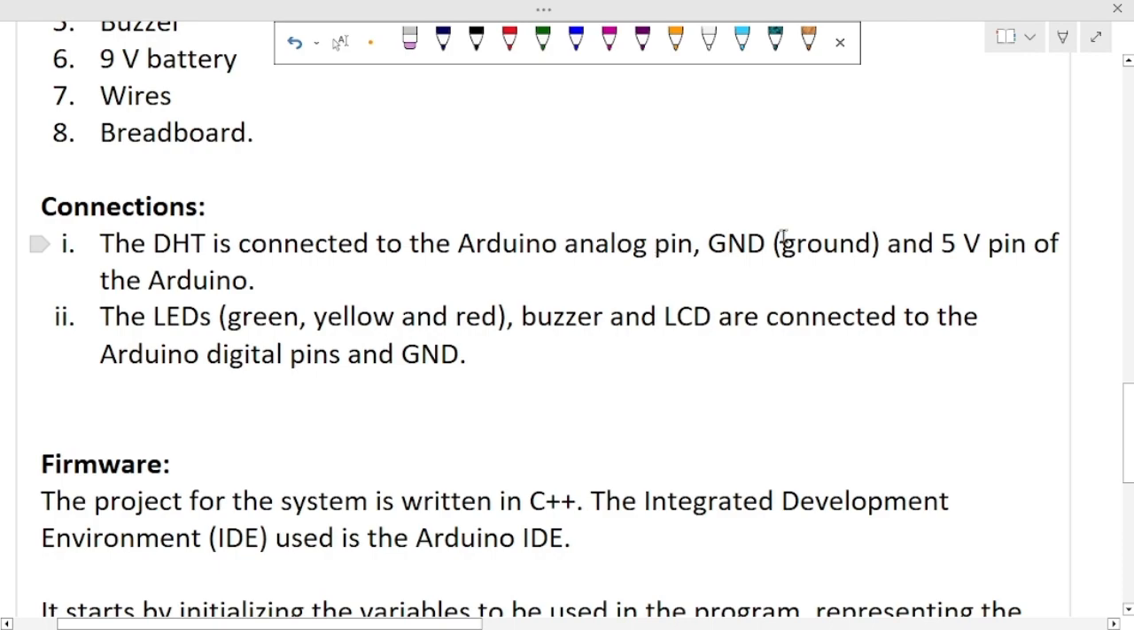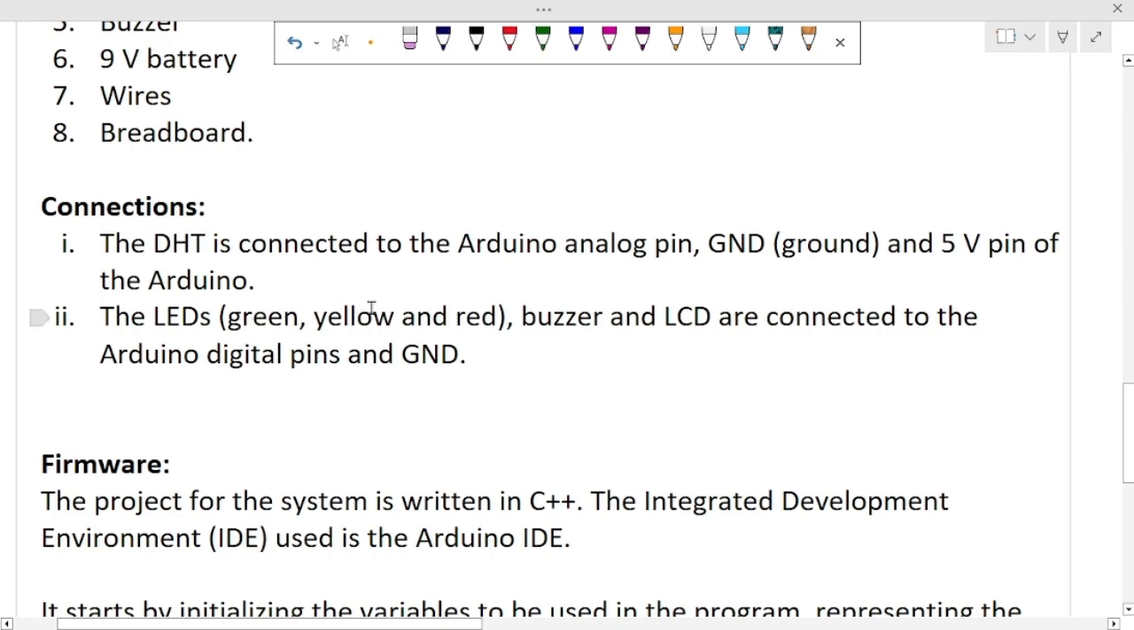Okay, and of course connected to ground and the 5 volts pin in the Arduino. So this guy has 3 pins that we are going to connect. The output from the sensor will go to what? The input of the analog Arduino. Then the ground of this one will go to the ground of the Arduino, and then the positive will go to the positive of the Arduino.